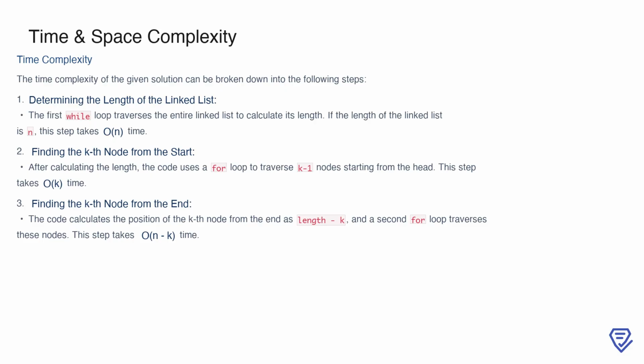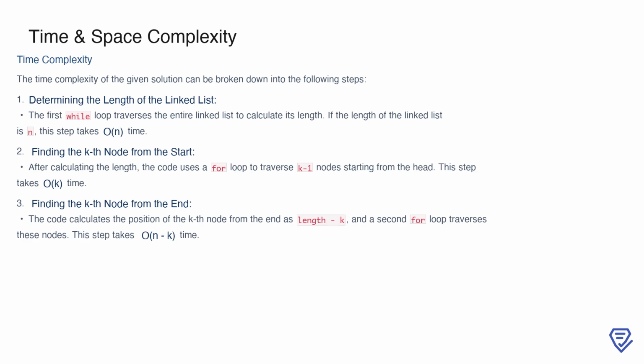To analyze the time complexity of the solution, let's break it down into its key steps. First, the algorithm begins by determining the length of the linked list. This is done using a while loop that traverses through all n nodes in the list, making this step take O(n) time. Next, the code identifies the kth node from the start by iterating through the first k-1 nodes of the list using a for loop. Since this traversal depends on the value of k, the time complexity for this step is O(k).